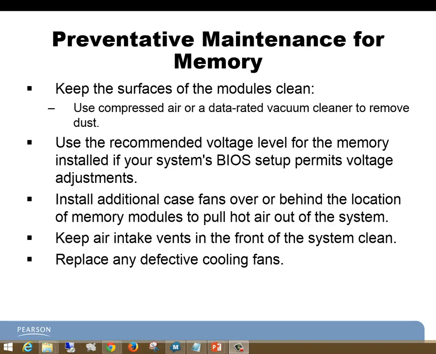So just like other parts inside your machine, memory needs to be kept clean. When you open your machine up, use compressed air or a data-rated vacuum to remove dust off of the memory. Install additional case fans over the memory to pull hot air out. Replace defective cooling fans, and make sure you use the suggested voltage level settings for your memory.